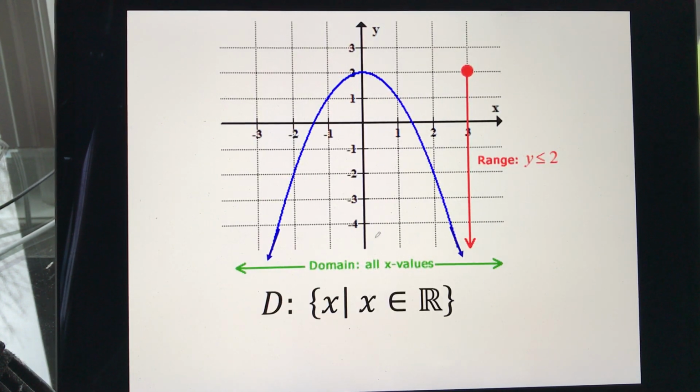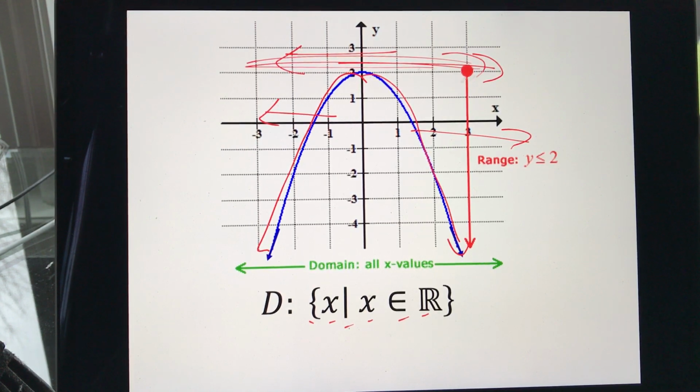Okay. For this one here, for the quadratic, the domain, we would just say the set of all x such that x can be any real number, because this function goes forever like this, so the x value goes forever there, and this function goes forever there, so the x value goes forever in that direction. So if x goes forever there and forever there, this means x can be anything. So that's all we're saying. X can be any real number.